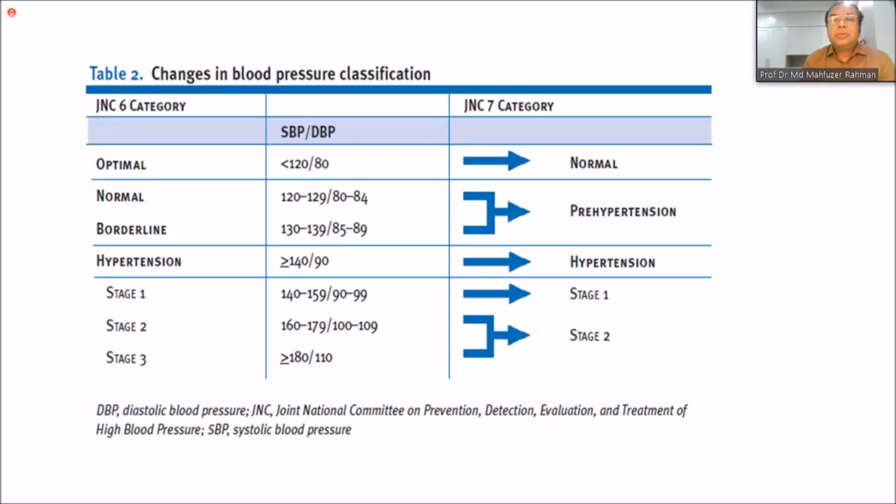So it is easy to memorize the JNC7. Normal blood pressure is less than 120 systolic and diastolic less than 80. Pre-hypertensive is systolic 120 to 139 and/or diastolic 80 to 89, and hypertension is at or above 140 and/or diastolic 90 or more. Stage 1 is systolic 140 to 159 and/or diastolic 90 to 99. Stage 2 is systolic more than or equal to 160 and diastolic more than or equal to 100 millimeter of mercury.